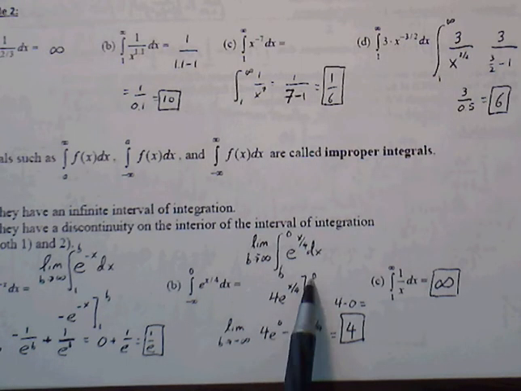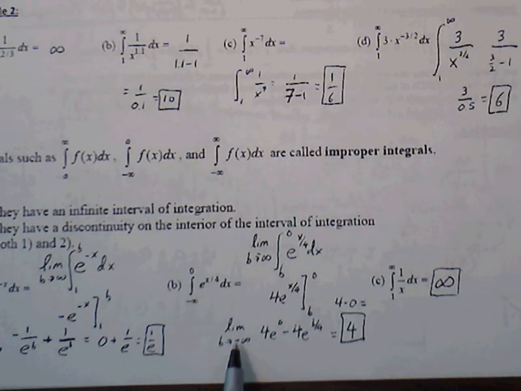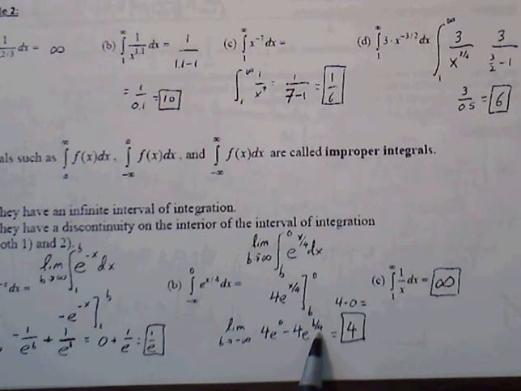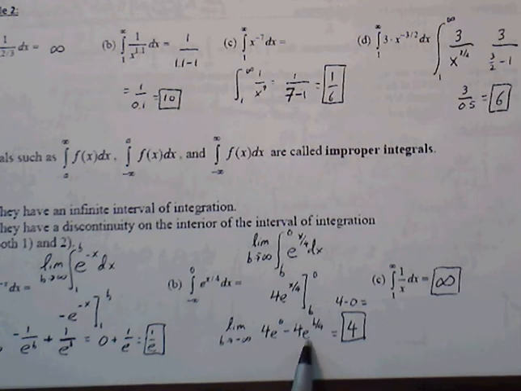Upper bound first, so plug 0 into the antiderivative, and then plug b into the antiderivative. Now we can evaluate as b approaches negative infinity. There's nothing to plug in here, so this will just give us 4. Infinity gets plugged in for the b here, but it's negative infinity. So basically e to the negative infinity, which is 1 over e to infinity, which is going to be 0. So this will give us 4 minus 4 times 0, which is 4 minus 0, which is 4.